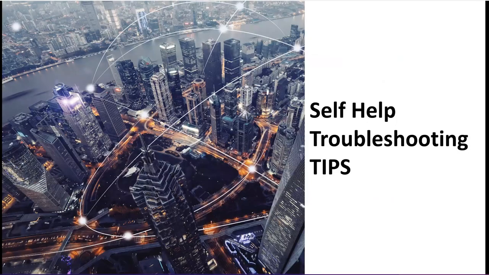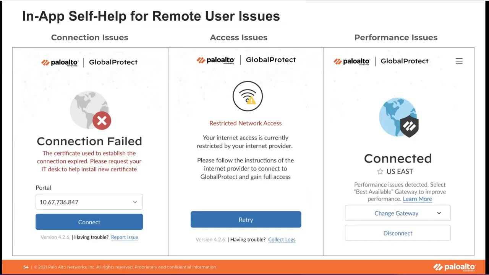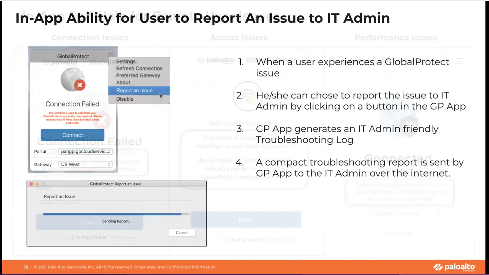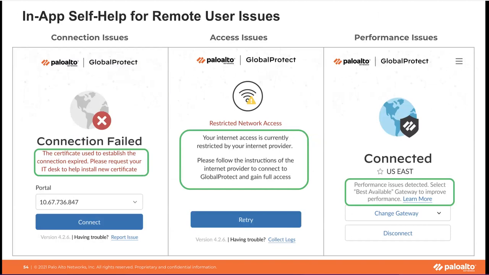And here we have some self-help troubleshooting tips. What are the available tools you can use for self-help? GlobalProtect has in-app self-help for remote users. When some issue comes in, users can submit the logs to your IT teams from their connection. They can just submit. So if they're facing any problem, for example the certificate used to establish the connection expired, they can just retry, change the gateway, and they can also submit.